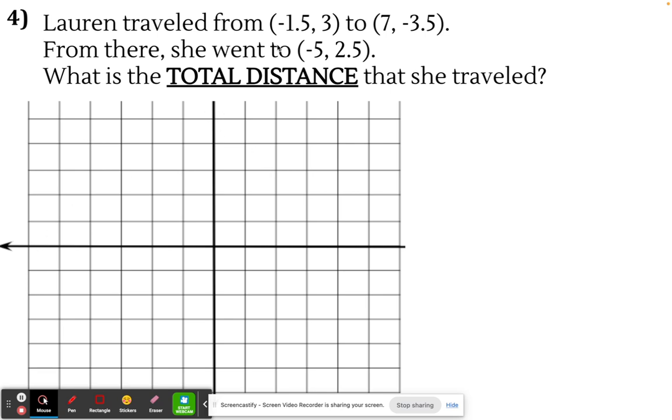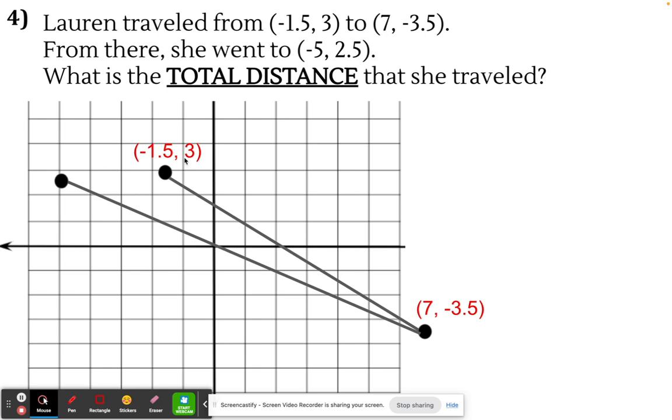So Lauren traveled from this point to this point, and then she went to this point. And what's her total distance traveled? So she went from there, way over here somewhere, and then she went way up here. So we don't just want to know the distance from here to here. We want to know the distance from here to here to here. Well, that's quite a bit. We need to use our Pythagorean or distance formula twice. First, we're going to do this side, and then we're going to do this side, and then we're going to add them up.